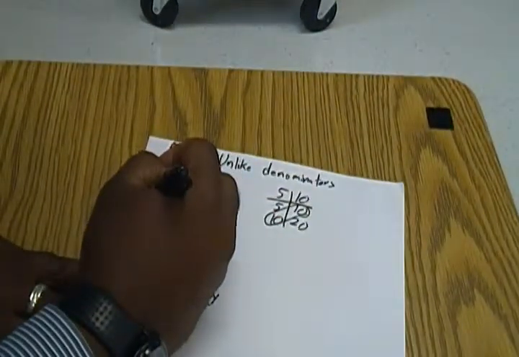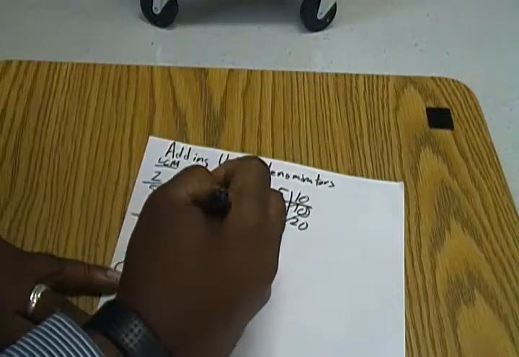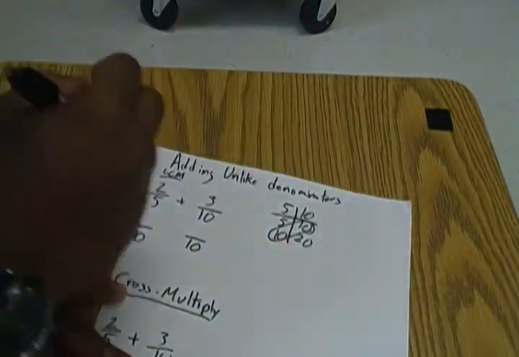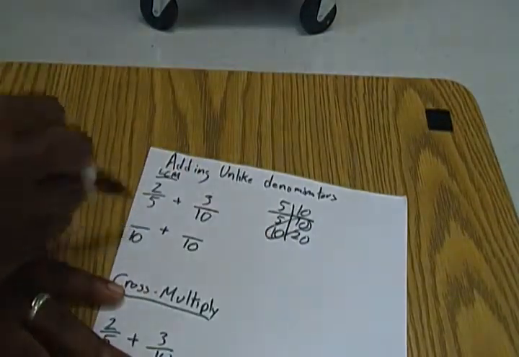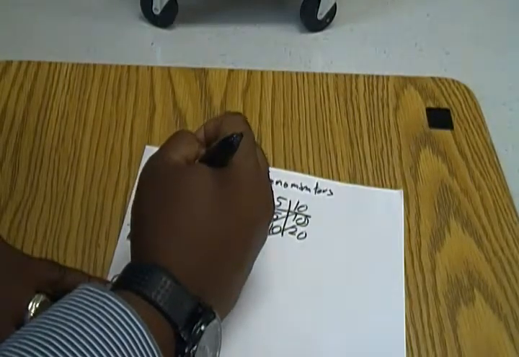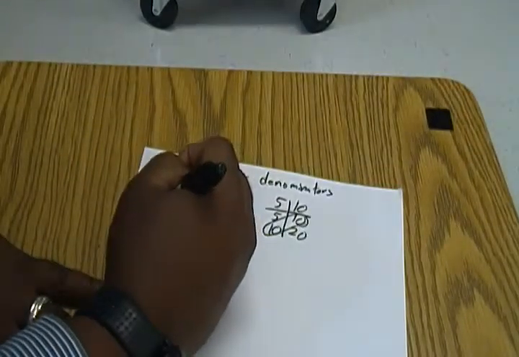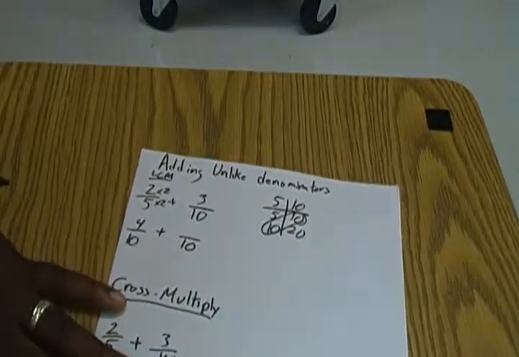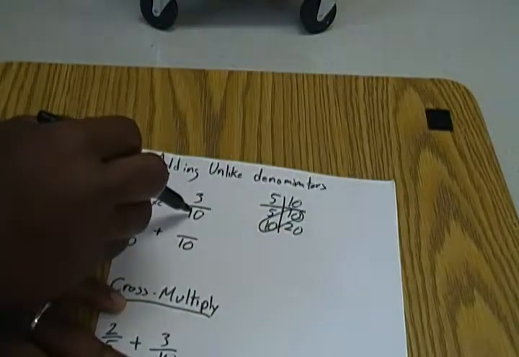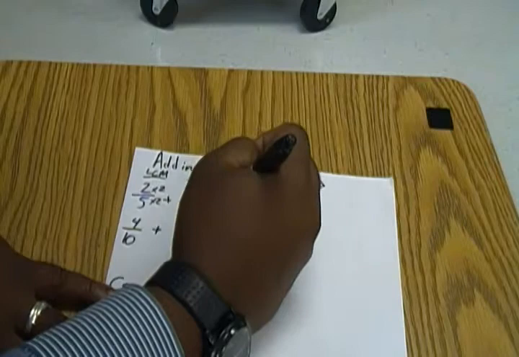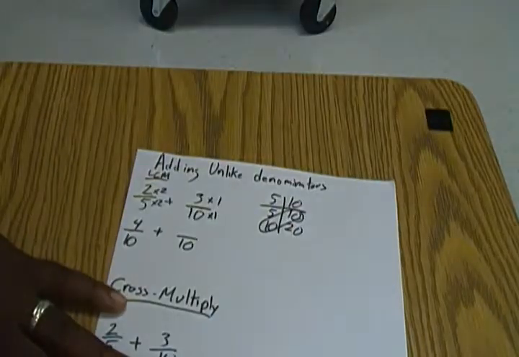Alright, so now we're going to write our new denominator, which is 10. We're going to look for our multiplier. How do we go from 5 to 10? Our multiplier here would be 2. So therefore we're going to multiply that fraction by 2. 2 times 2 gives us 4. And then we're going to come over to the second one. The multiplier from going from 10 to 10 is 1. So 3 times 1 equals 3.